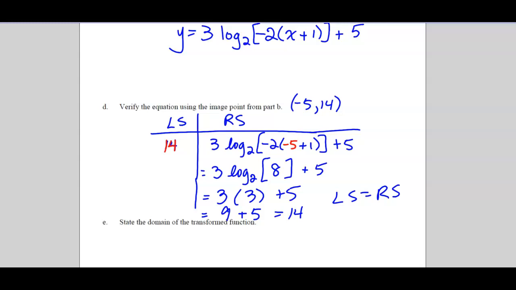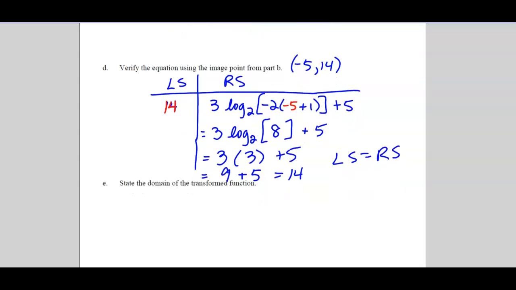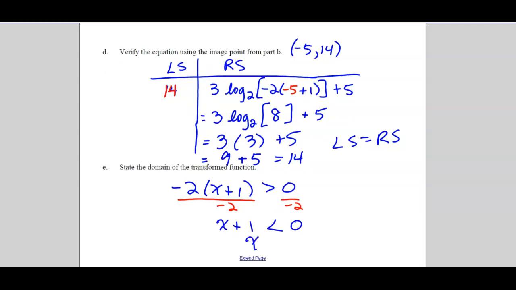Then the domain, you can use your transformations, or you can find the values of x that make -2 bracket x plus 1 greater than 0. Okay, so -2 bracket x plus 1 greater than 0. So you can divide by -2 here. You can expand out, up to you. You divide by -2 right now. Then remember, you have to change the direction of the inequality. And that's your domain.